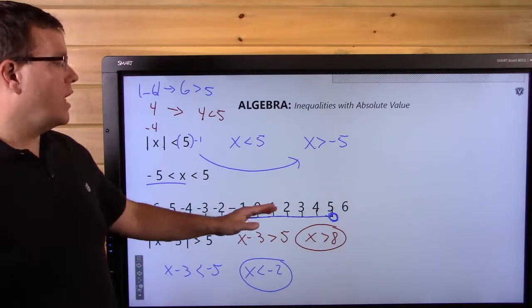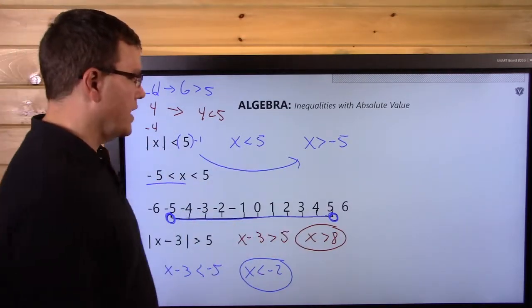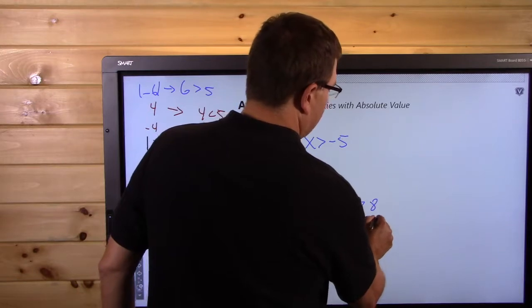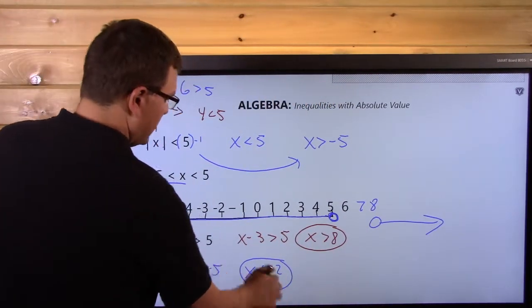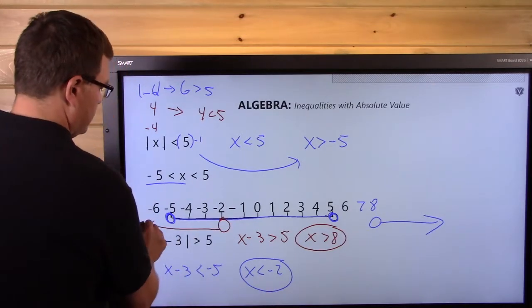So on a number line, that's going to point in other directions, right? So x is going to be greater than 8 in this case, and x is going to be less than negative 2, which would be like this.